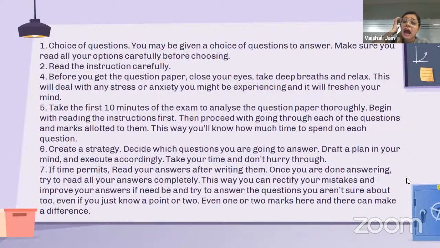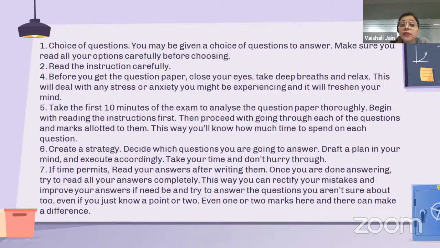So ask the child to make sure that they have read both the options very, very carefully, and ask them to choose which part they are going to attempt in those 10 minutes. This is a personal advice from my end. Then read the instructions very carefully, any instructions in the exam.